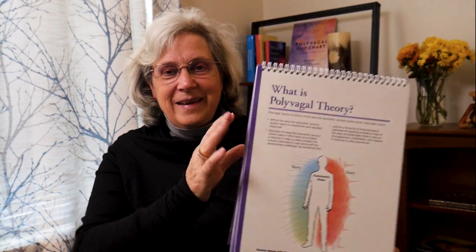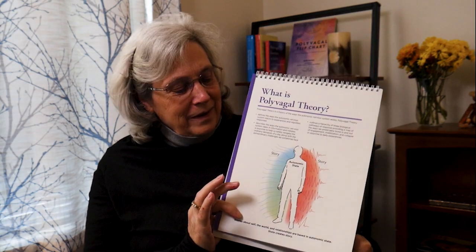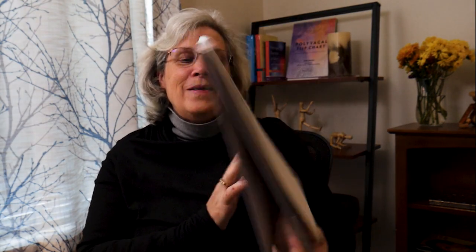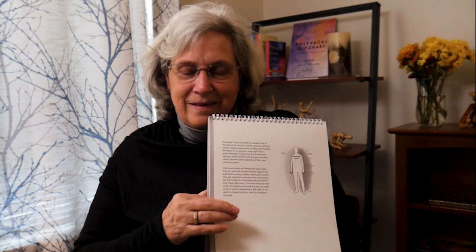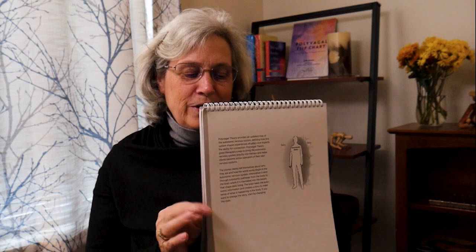Each page has a piece of polyvagal theory described, and on the back of the page, the side that's facing you, the therapist, is a description and explanation of what your clients are looking at on the front side. So you have a cue card that goes with each of the pages.